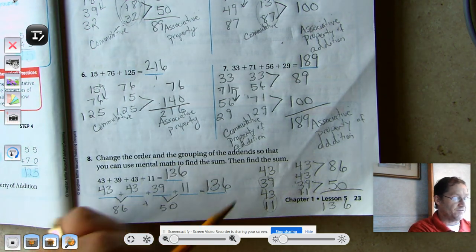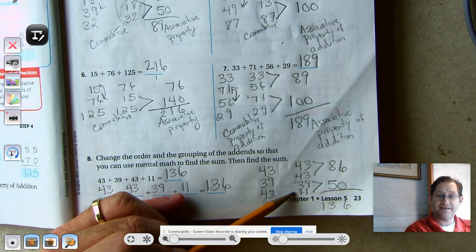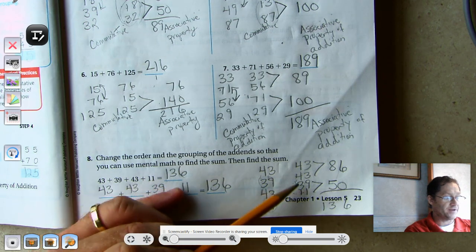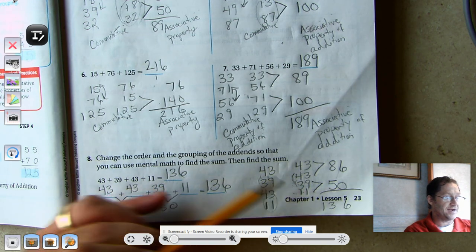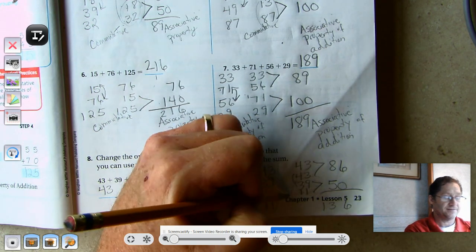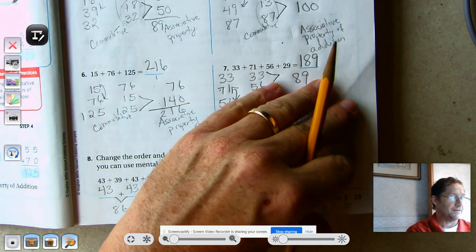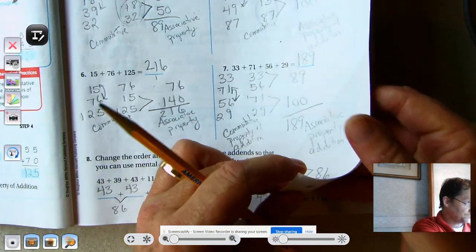Okay, so let's review. How was I able to put 39 and 11 together? That's the commutative property. All I did was switch the order of the 39 and the 43. And then I used the associative property to combine the 39 and 11 first. All right, let's move on to page 24.